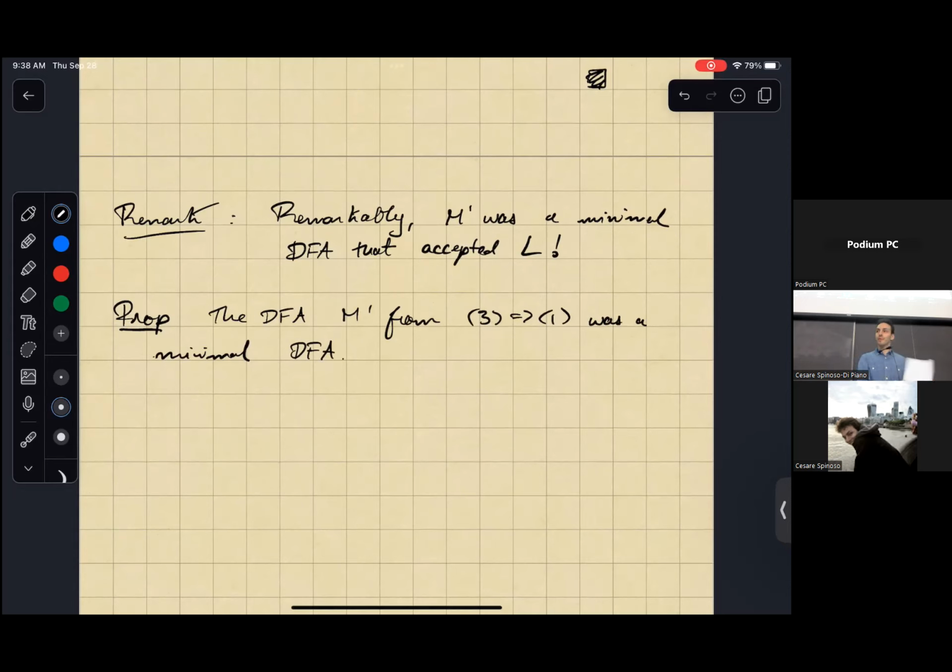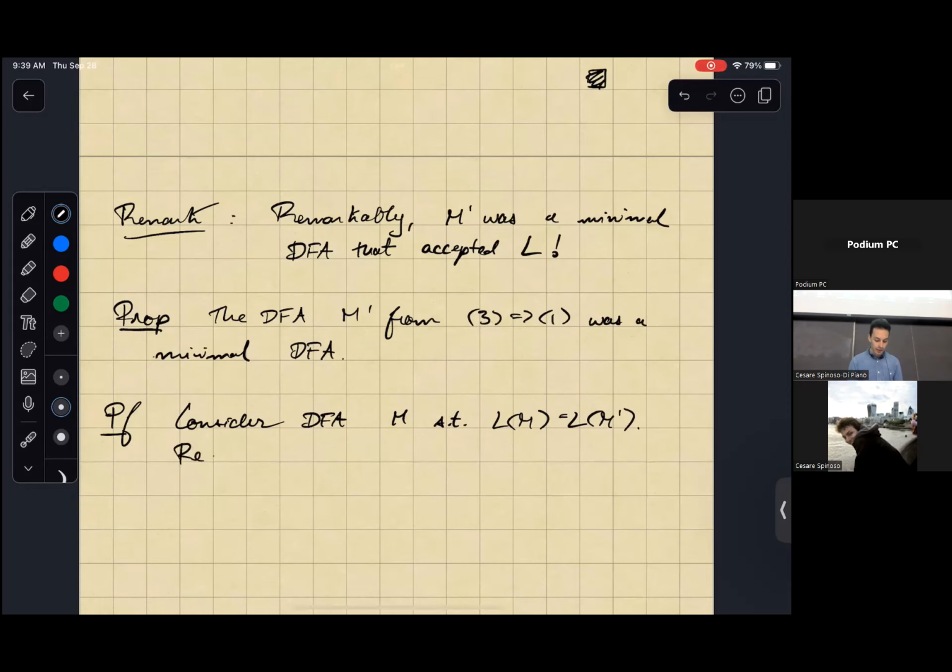The proof is also remarkable. So the proof of this proposition is, well, let's consider some DFA M. What I want to show is if M accepts the same language as M prime, then M cannot have fewer states than the machine M prime. Okay, so consider some DFA M such that the language accepted by M is equal to the language accepted by M prime.